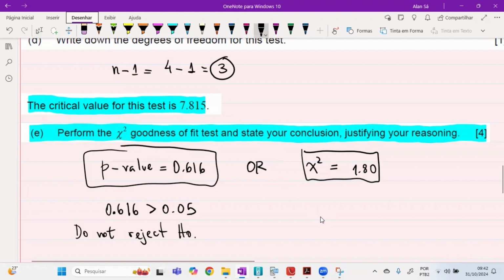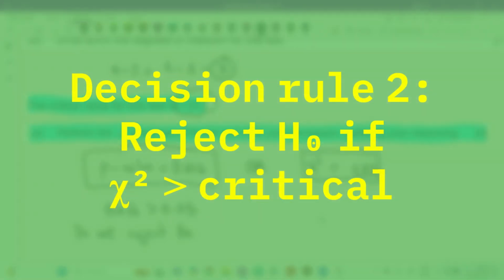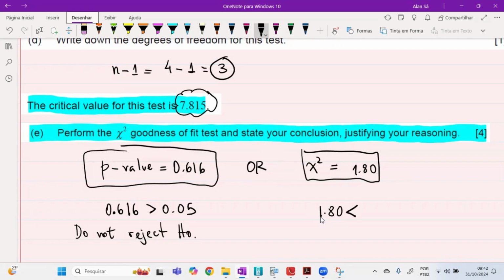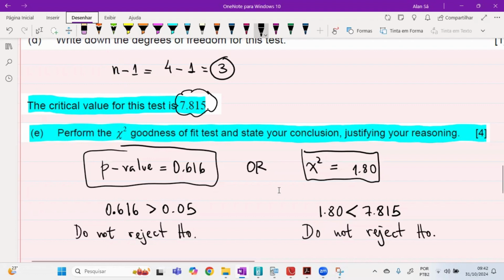Using the chi-squared statistic, we compare it to the critical value. In this case, we would reject if the chi-squared statistic 1.80 were greater than the critical value, but it's not. 1.80 is smaller than 7.815. So the conclusion is the same. We do not reject H0, fail to reject H0, or there is not enough evidence to reject H0. So we can use one way or the other. They give the critical value, but it's not needed if you want to use the p-value.